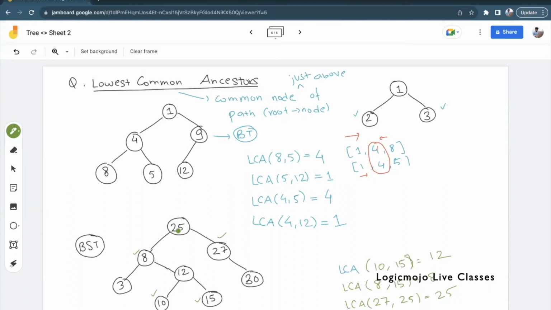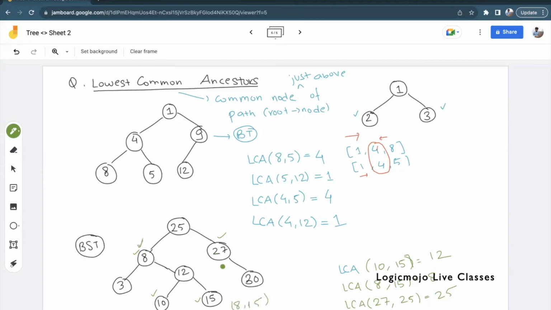So check the root node. Both 10 and 15 are less than this 25. Okay, it means if both are less, then they should exist on the left hand side. Both nodes exist on the left hand side. So we move on to this node. Now we again check for 8 and 15.